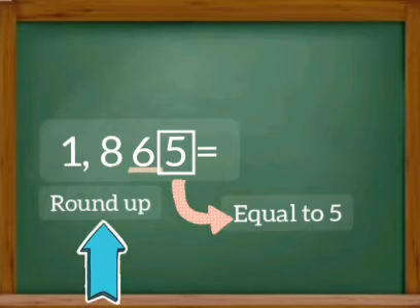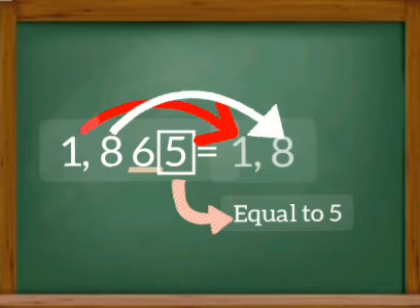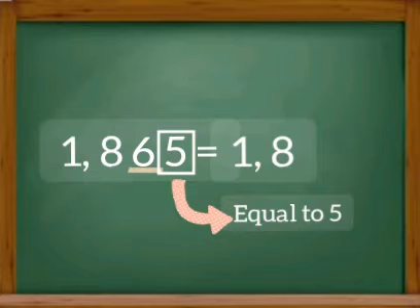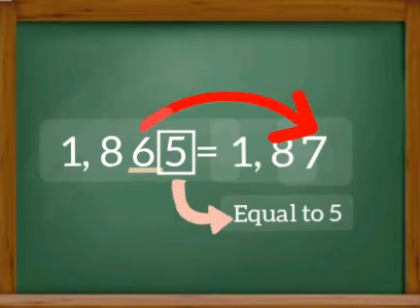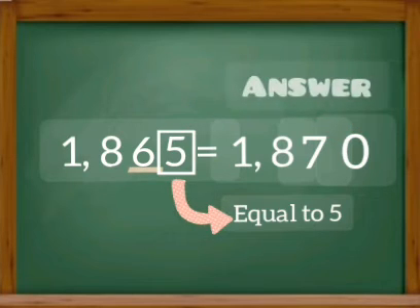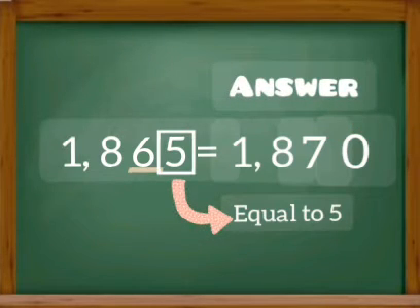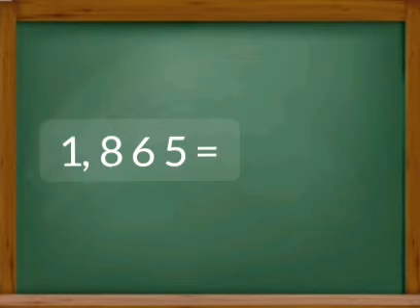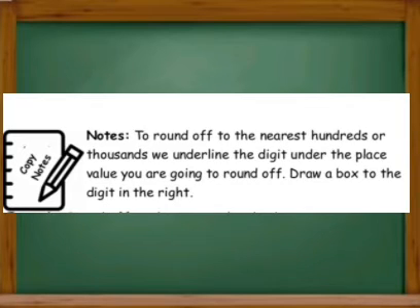Now I can write the 1 and the 8. We are not using them, but we still have to write it. And remember, we said we are going to round up. So we are going to add 1 to the 6. So it will turn to 7. And the last step says that the remaining numbers we turn to 0. So I will turn the 5 to 0, and that will be my answer. So 1865 rounded off to the nearest tens is 1870.